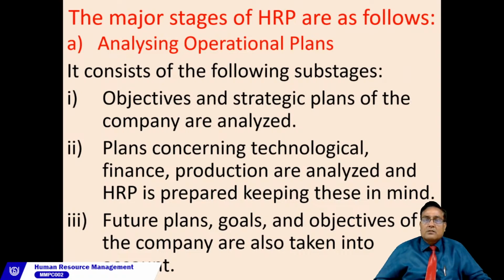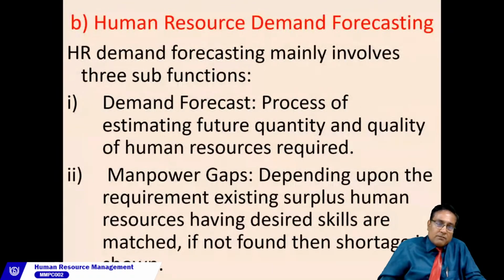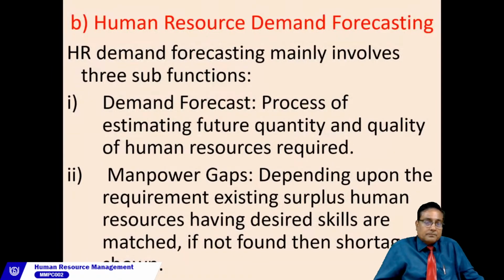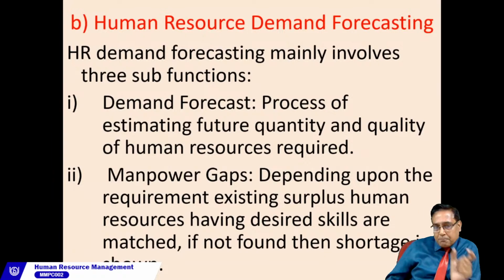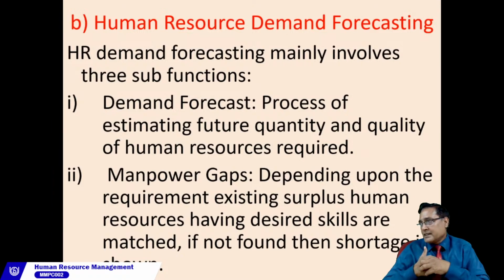Then, human resource demand forecast. HR demand and forecasting mainly involves three sub-functions. Number one, demand forecast. Demand forecast is the process of estimating the future quantity and quality of the human resource required.